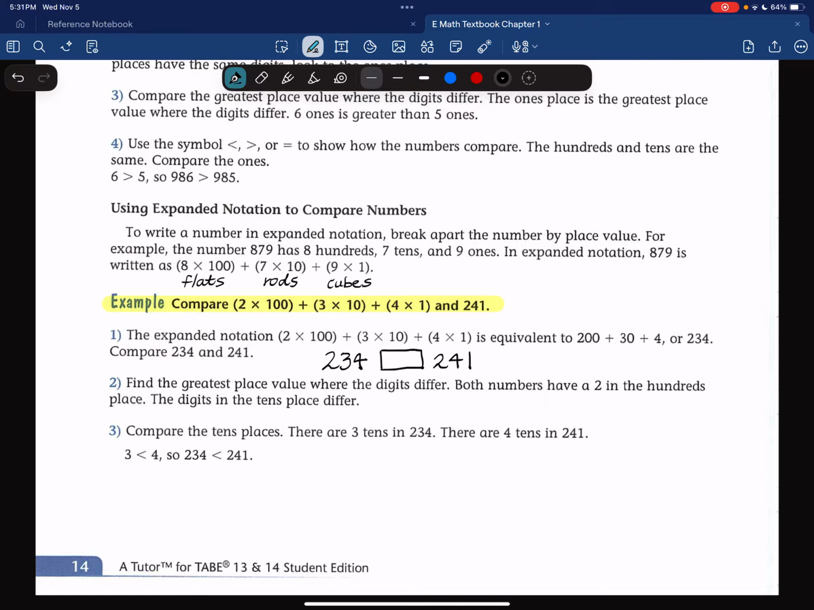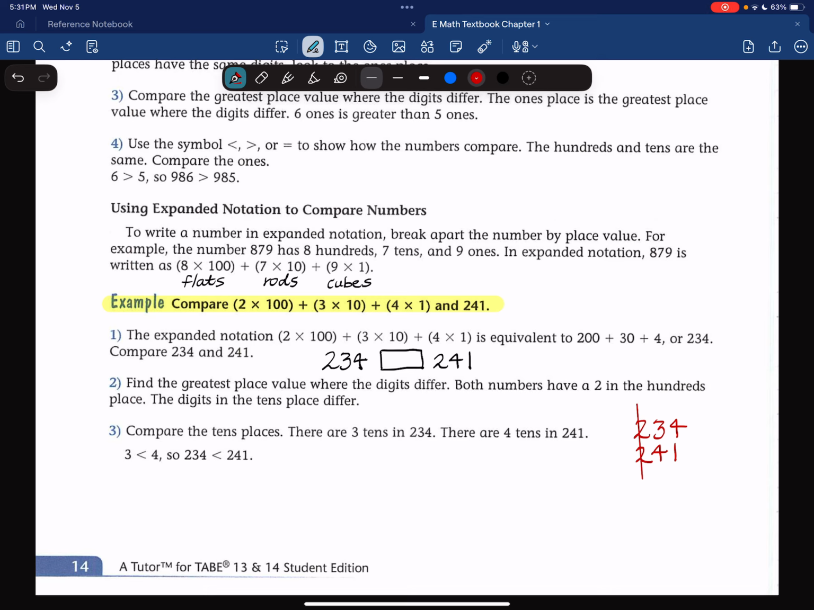Find the greatest place value where the digits differ. Both numbers have a 2 in the hundreds place, but the digits in the tens place differ. I would encourage you, until you're very comfortable with this, to do this on your scrap paper: stack up the numbers.